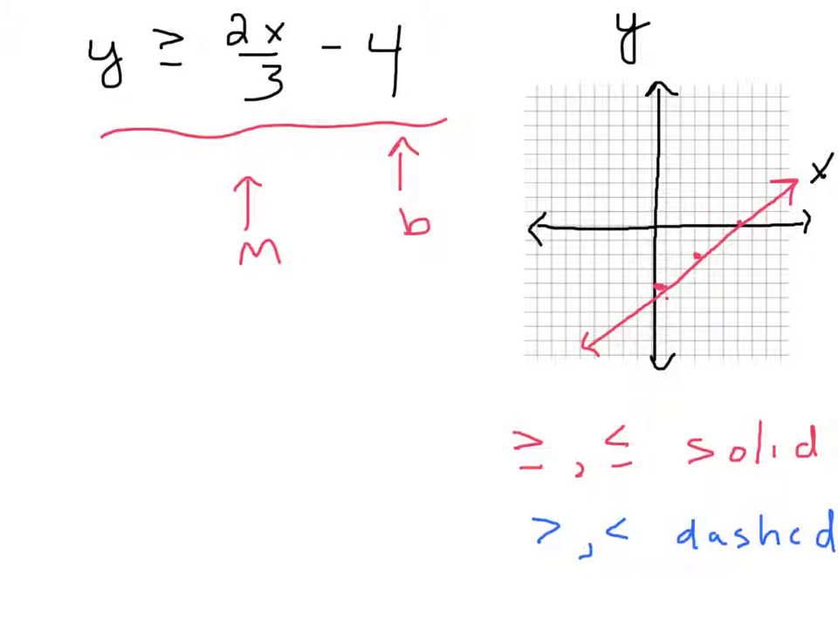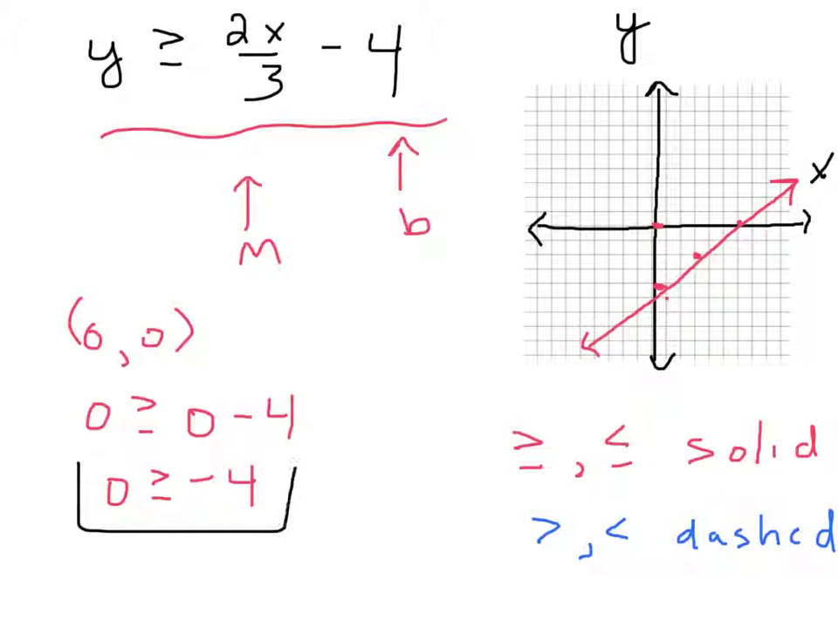So now that I have my line drawn, I need to also shade one of the regions on my graph. So I'm going to choose a test point of 0, 0. And I'm going to plug 0 in for the x and 0 in for the y of my original inequality, and check to see if that point 0, 0 does work in my inequality. So after plugging it in, I get 0 is greater than or equal to -4. So that is a true statement.